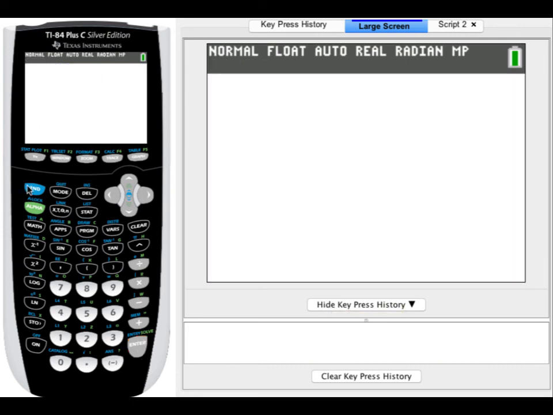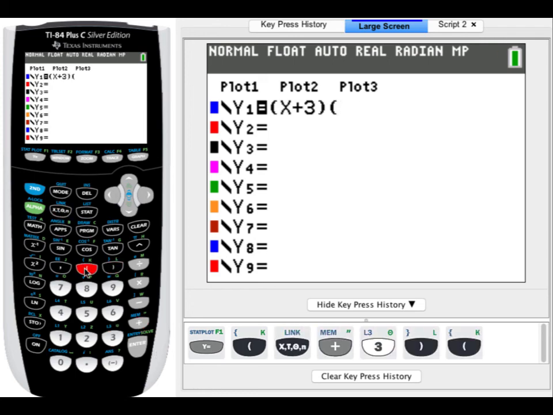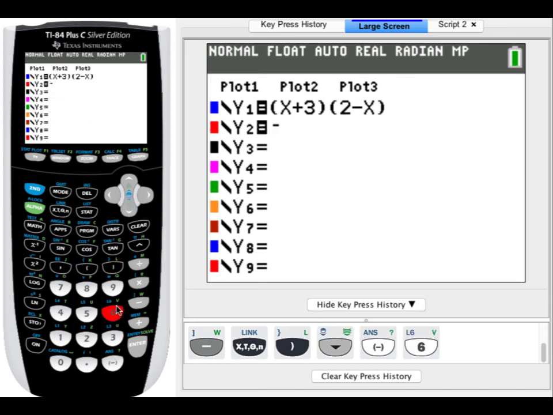Example 2 is not set equal to 0, so this time I'm going to go to my y equals, and I'm going to put the left-hand side of the equation into y1, so that was parentheses x plus 3, close parentheses, times parentheses 2 minus x, close parentheses. And then I had that equal to negative 6, so I'm going to put the negative 6 in my y2. So I'm going to cursor down to y2 and put negative 6.